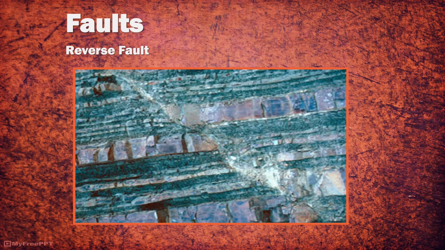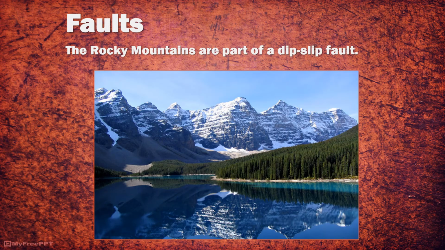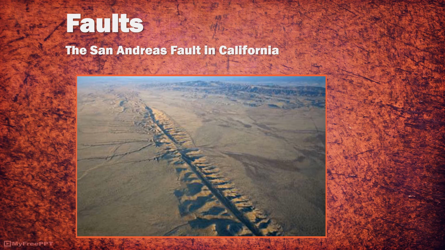Another type is your reverse fault. Yan, mapapansin natin yung magkakaparehas na hindi magkakalinya. The Rocky Mountains are part of a dip slip fault, okay? San Andreas Fault in California. Ayan, very obvious ang fault in California. That's why in California, madalas ang earthquake.